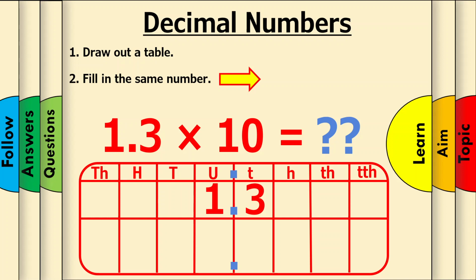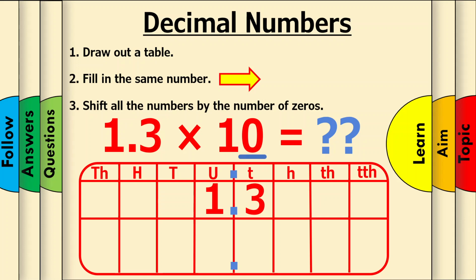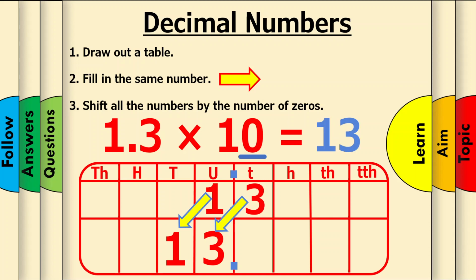Now, shift all the numbers in the grid by the number of zeros in the other number. In this case, 10 has 1 zero, so we shift all the numbers in the grid by 1 column forwards, like so. 3 moves 1 column forwards, and so does 1. This makes the number 13, which is our answer. Cool, isn't it?